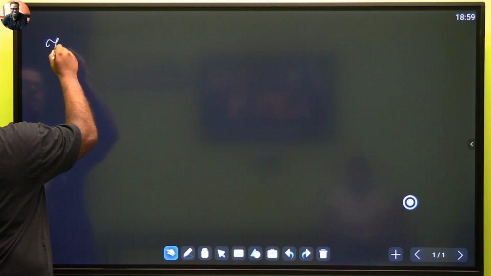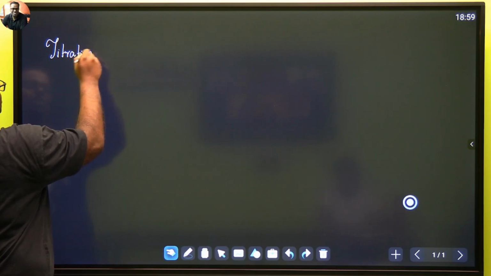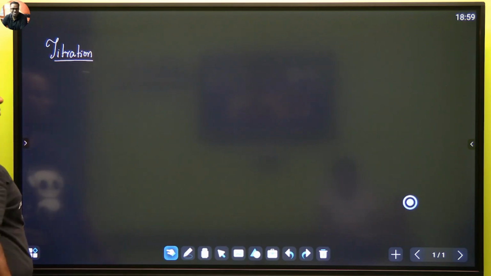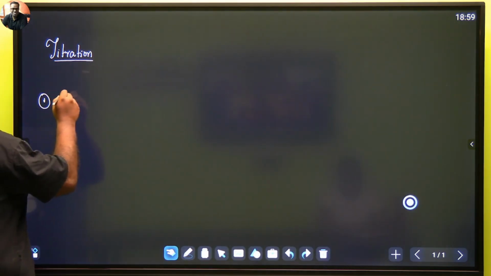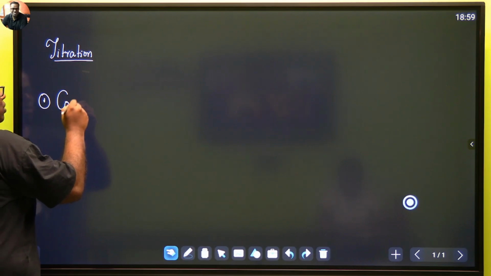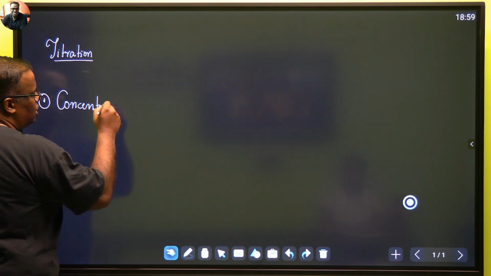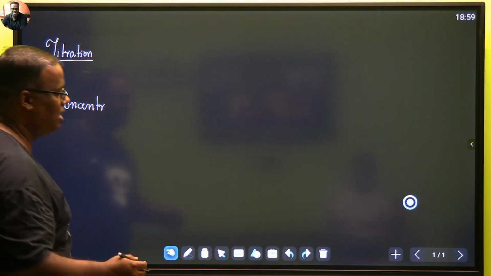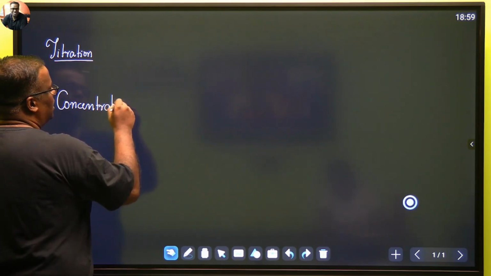Right. So we start. This is the last topic that we're going to study in this chapter, and the name of this topic is titration. Before going into titration, we need to have some basic clarity. Number one, tell me yes or no. Do you think you are clear with this concept called concentration? If you are clear, then say yes. If you are not, then we can once again review this.